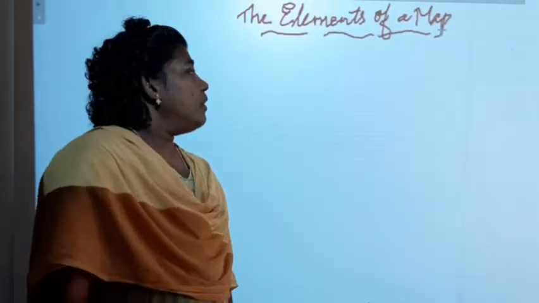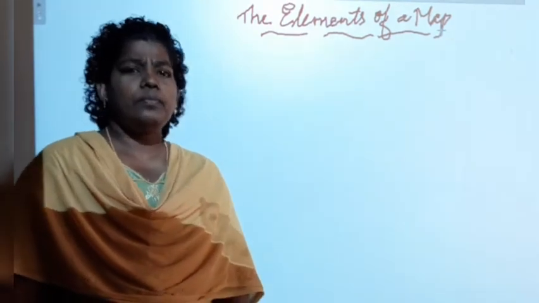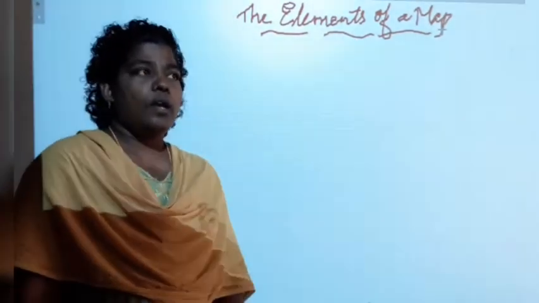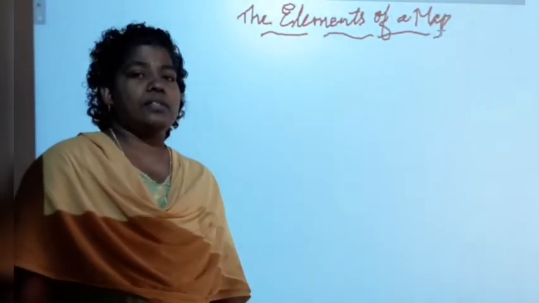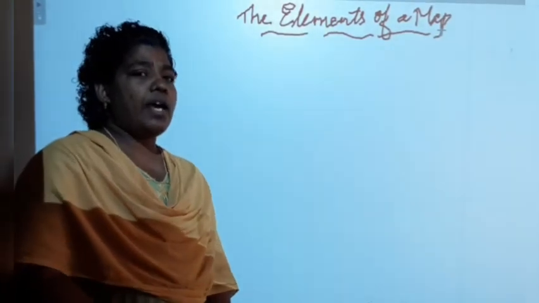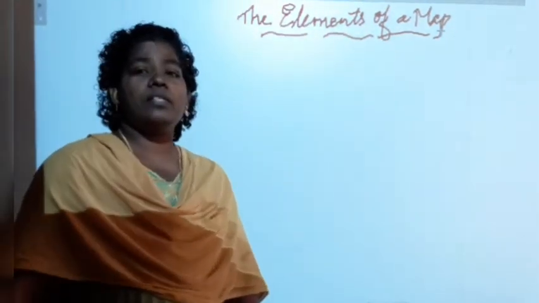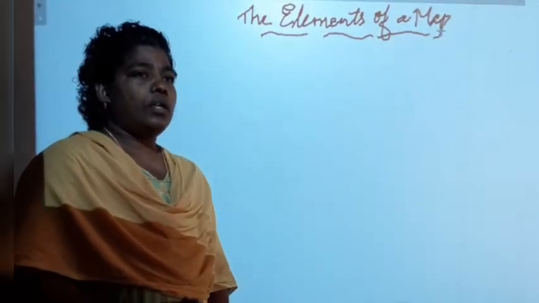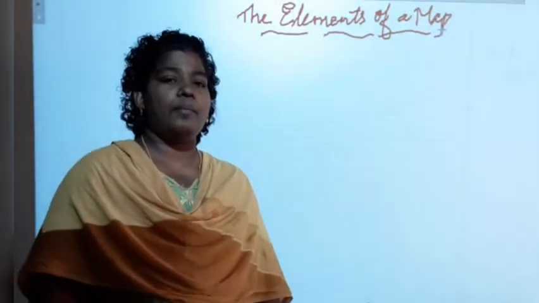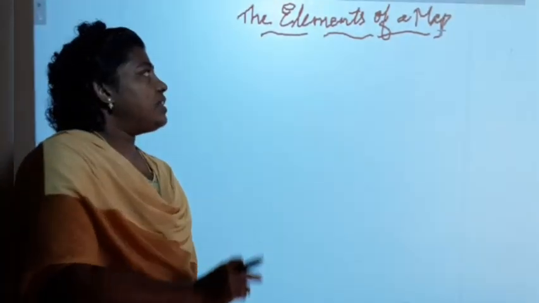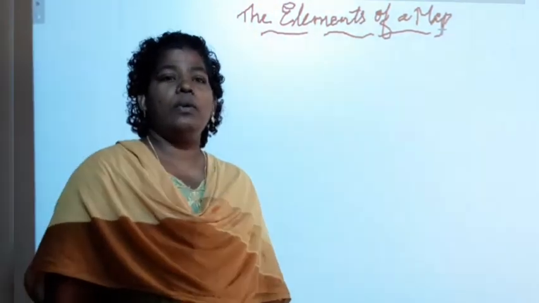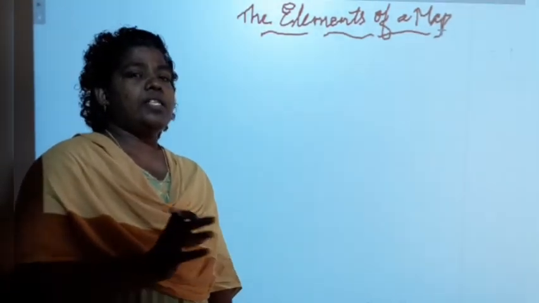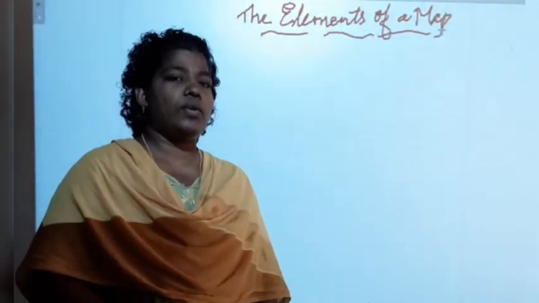Before learning about the elements of a map, what are these elements and what is the use of these elements? See, when we see a map, without the elements there is no use of the map. We cannot use the map, we cannot understand the map. So these elements of a map are also a representation of the map. The elements represent what the map actually is.